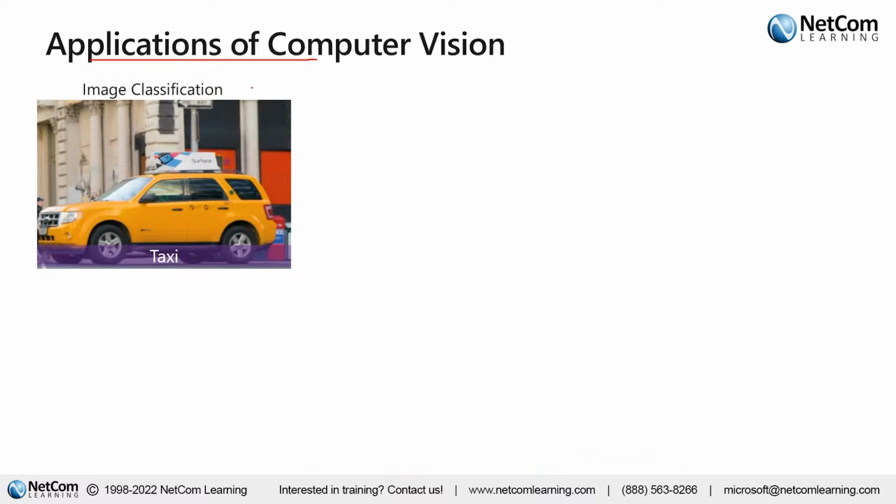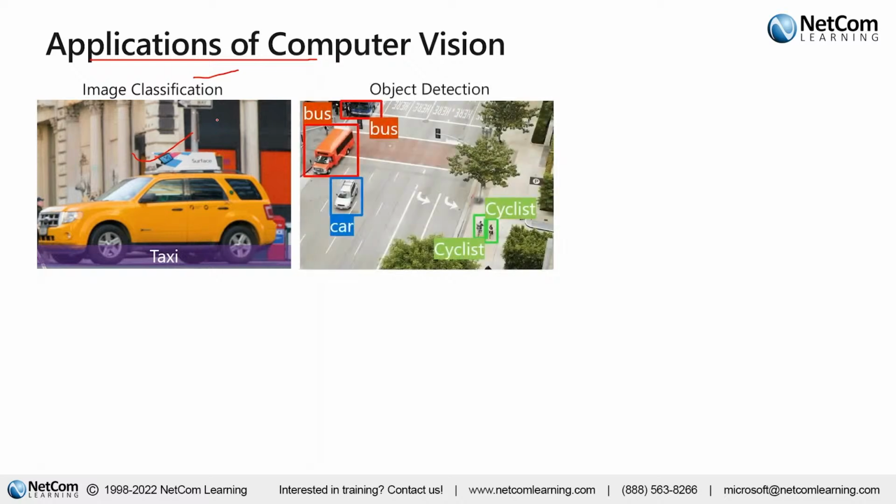So the first is image classification. What is image classification? Image classification involves training a machine learning model to classify images based on their contents, right? For example, in traffic monitoring solutions, you might use an image classification model to classify certain types of vehicle, whether it's a car, a bus, a taxi, a cyclist, or a motorbike, and so on, right? So really helpful in traffic monitoring solutions.